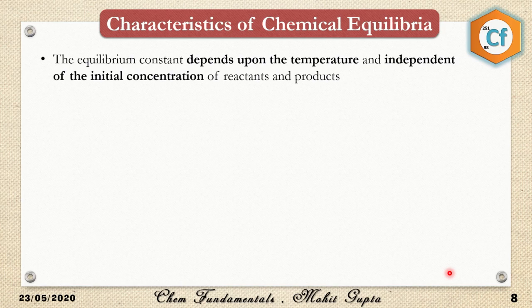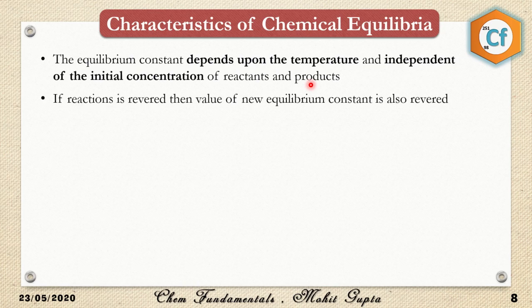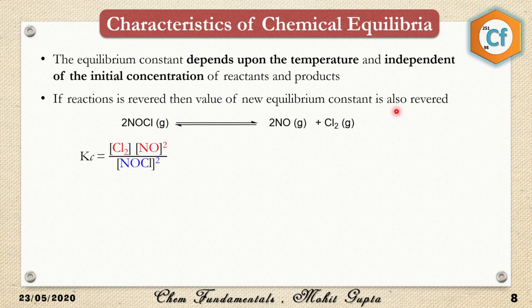Moreover, it is also independent of the initial concentration of the reactant and product. So whatever the initial concentration is, it doesn't matter. Equilibrium only deals with the concentration of the reactant and product at equilibrium. If the reaction is reversed, then the value of the new equilibrium constant is also reversed. What does it mean? Let's see.